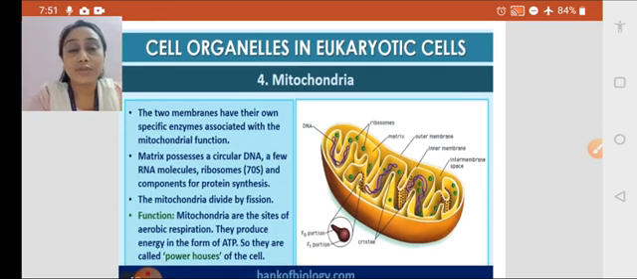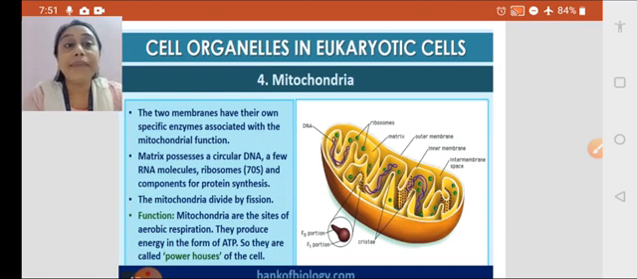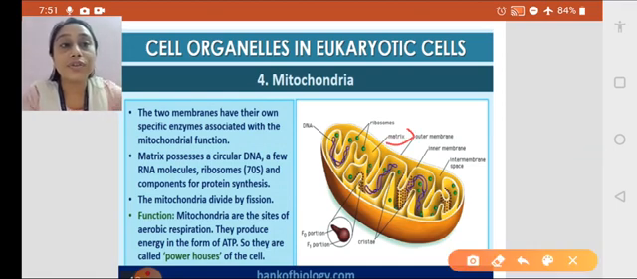Both the membranes of mitochondria, inner and outer, have specialized proteins. We know that the plasma membrane is made up of proteins and lipids, but in the membrane of mitochondria, the protein is of a special kind. These proteins are the enzymes.